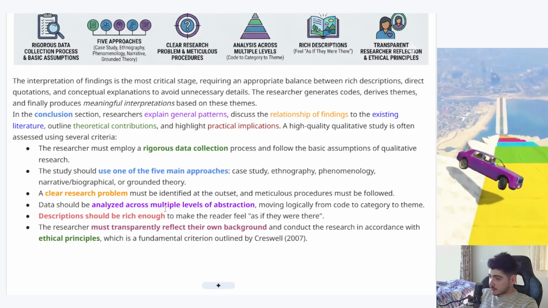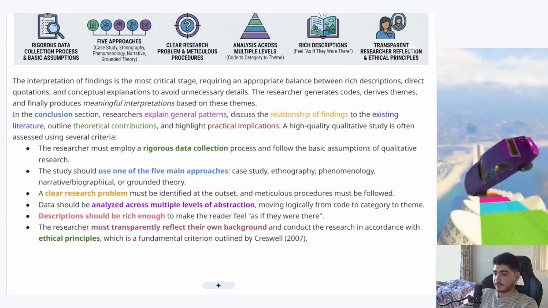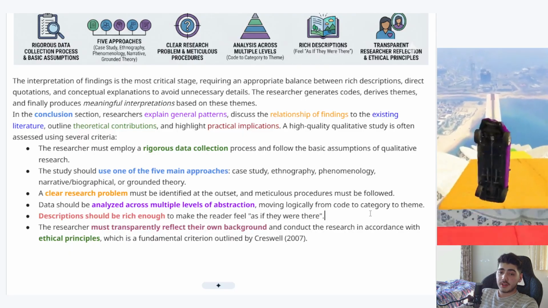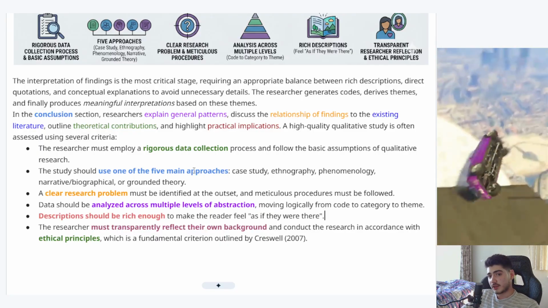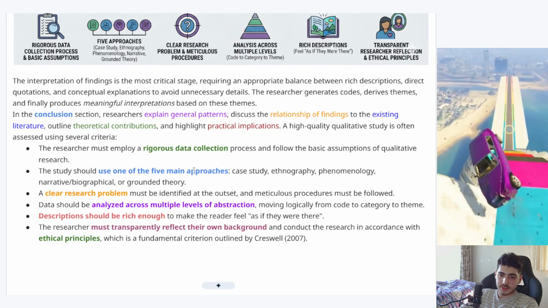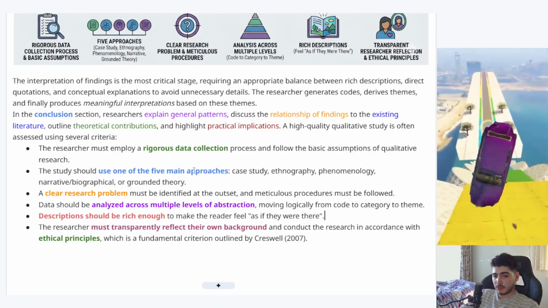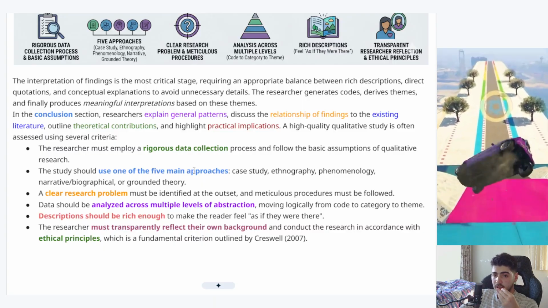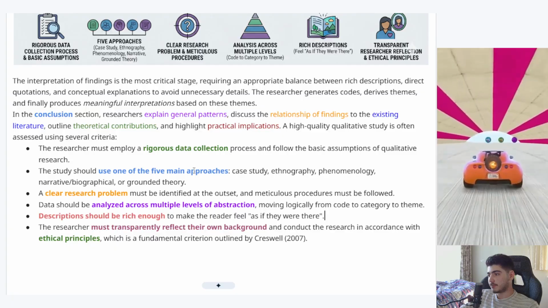Data should be analyzed across multiple levels of abstraction, moving logically from code to category to theme. Descriptions should be rich enough to make the reader feel as if they were there. We analyze this to make the reader feel like they are talking directly to the person writing this paper. This is one of the reasons why we do that. We want to make the reader more engaged. Of course, it's a boring research paper, but we still want people to read it. We don't want them to get bored.